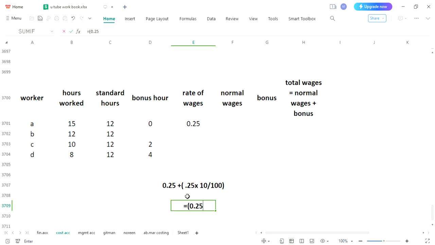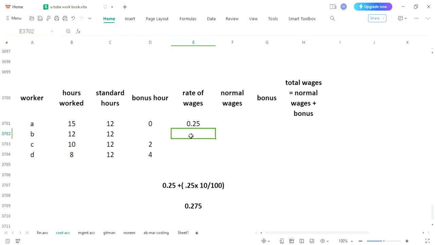0.25 plus again 0.25, it would be multiplied by 10 and divided by 100, bracket closed. There are two brackets. Okay, so in this way second rate is 0.275. This rate will be used for workers who had completed their job within or less than standard time.